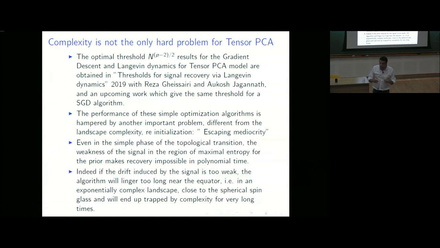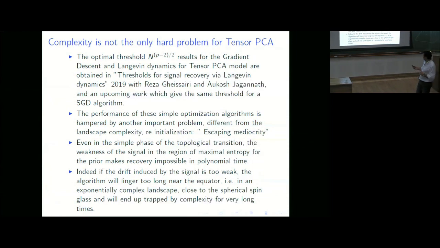So this glass phase is not completely crucial. What happens is that the glass phase makes things worse because it's hard to escape. When your signal-to-noise ratio is too small, you go around, down in terms of energy, and then you fall into one of those things, and then you're trapped for a very long time. But it's too fast to just see the glass phase as the problem. Entropy is already a problem. Escaping mediocrity is already a problem.